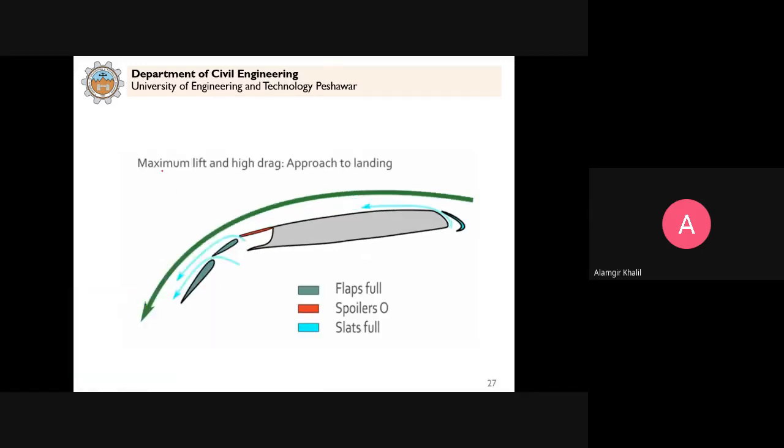And then maximum lift and high drag. Approach to landing. So now approach to landing, still we need the lift, but we want to increase the drag force, slow down. So in that case, still the lift will be more, but you see that now these are down. So now you can see that for the drag forces, the area has increased. So that's why it will result in high drag. That's why you saw that the aeroplane wings have these flaps extended here.